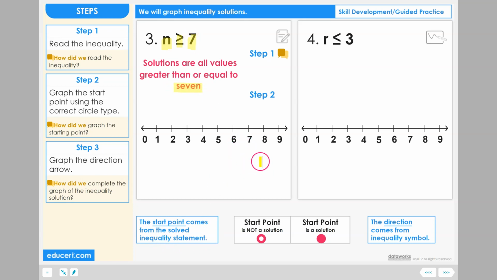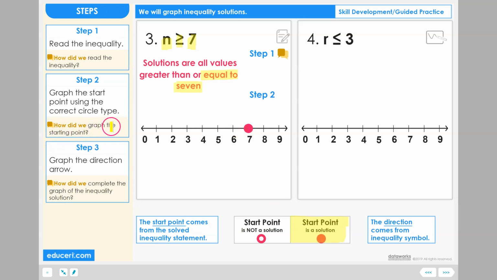So at 7, we're going to have a circle. Let's determine which one to use. Is 7 a solution to this inequality? If it's not, we use the open circle. If it is, we use the closed circle. And in this case, it can be equal to 7, so 7 is a solution. So we are going to use the closed circle as our starting point at 7.